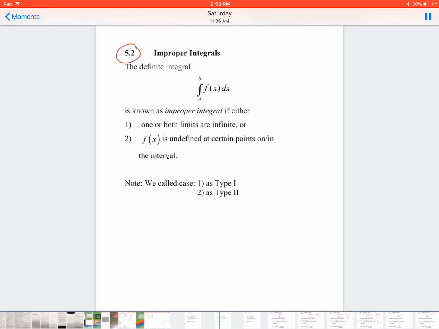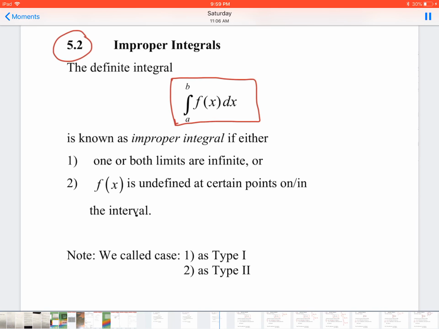Okay, we divide the problem into two different types. We have type 1 and type 2. Doesn't matter about the number, it's just the way we want to separate the problem. Okay, what is type 1? Look at the integration here. Why do we call this an improper integral? Because there are two problems here.